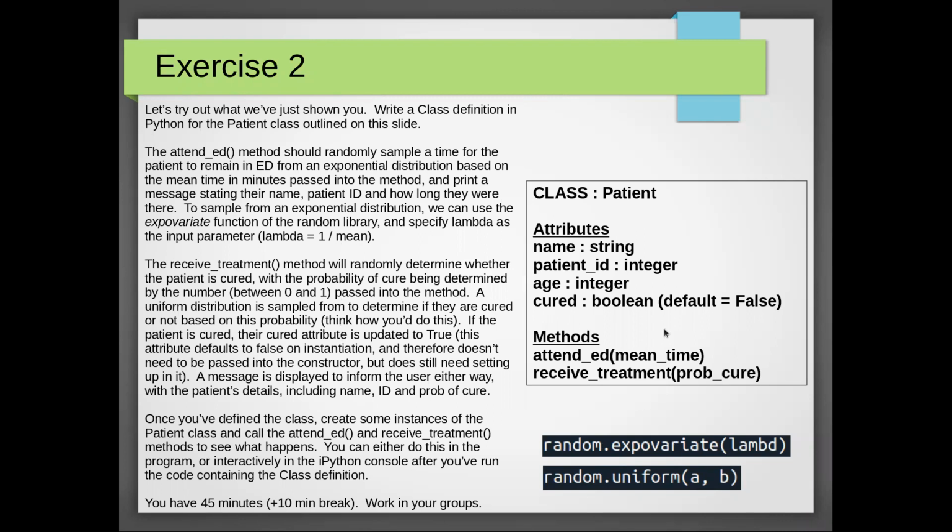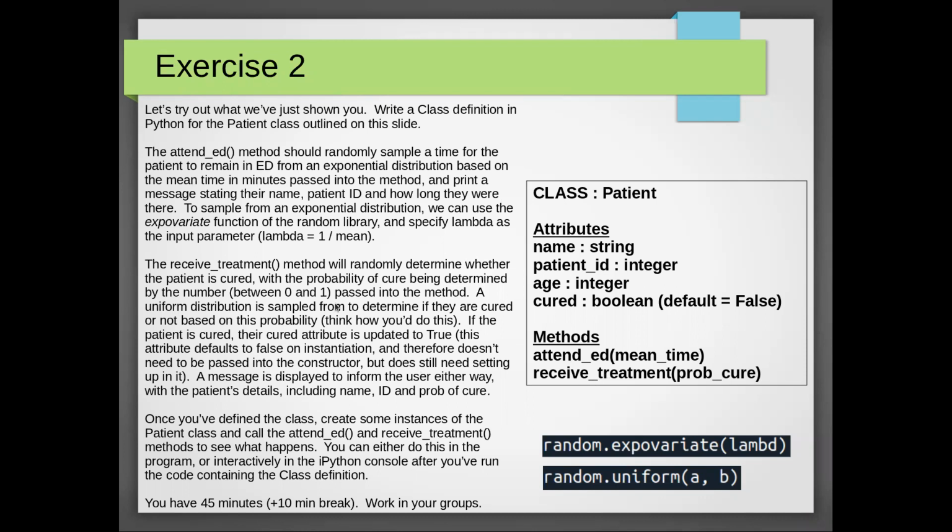The receive treatment function, what that's going to do, I want you to get it to randomly determine whether the patient is cured, and the probability that they are cured is determined by a number between 0 and 1 that's passed into it. So this prob cure is a number between 0 and 1 that determines the probability that they are cured. So obviously if it's 0, they're never going to get cured. If it's 1, they'll always be cured, etc.